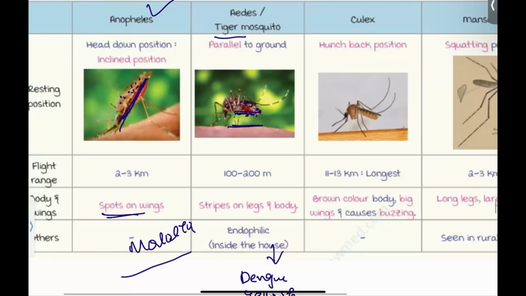Next, Culex mosquito. This will be causing elephantiasis or Wuchereria bancrofti disease. And what about this one? It will be hunchback. Okay, one is elevated, one is on the ground, and the other one is the hunchback. It has a brown colored body with big wings, causing the buzzing sound in our ears. This is Culex. And for Mansonia, remember like this: if it does not have any of these features, then that will be Mansonia.